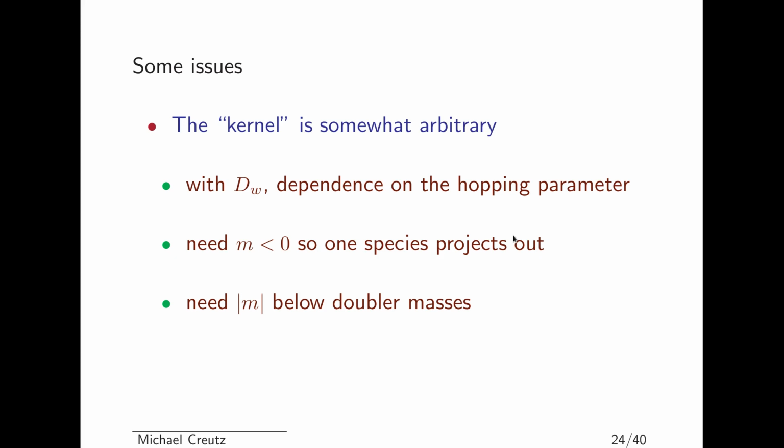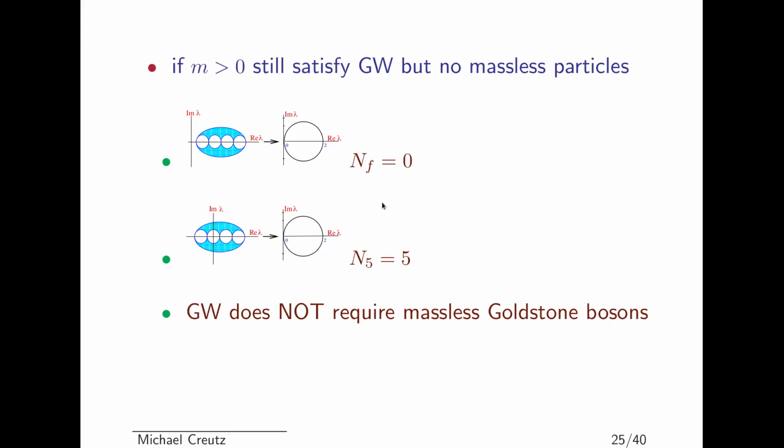There are some issues with this approach. It is somewhat arbitrary what operator you start with. I mean, the Wilson operator is just one possibility. But even with the Wilson operator, there's a dependence on the hopping parameter. You do need to keep the mass negative so that one species projects out. But you also need to keep the mass not too negative because the doublers come in.